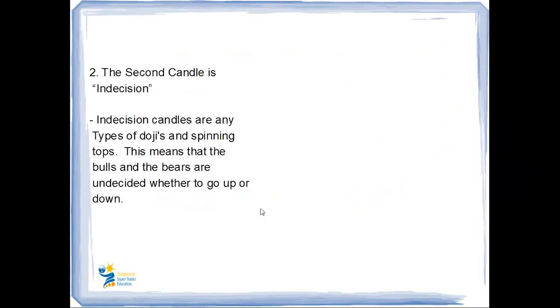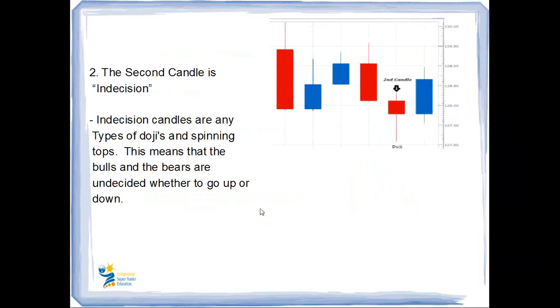Okay, the second candle has to be an indecision candle. Indecision candles are any types of dojis and spinning tops. This means that the bulls and the bears are undecided whether to go up or down. Technically speaking, I do have a protocol, the Art and Science of Technical Analysis, on how patterns are really being formed.